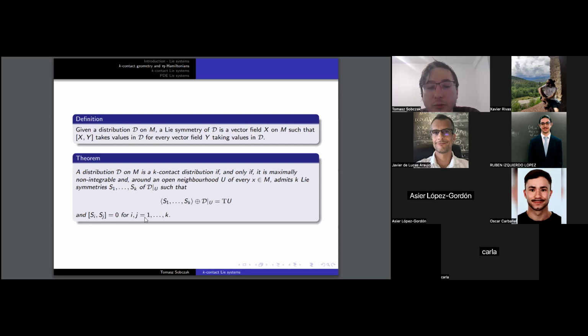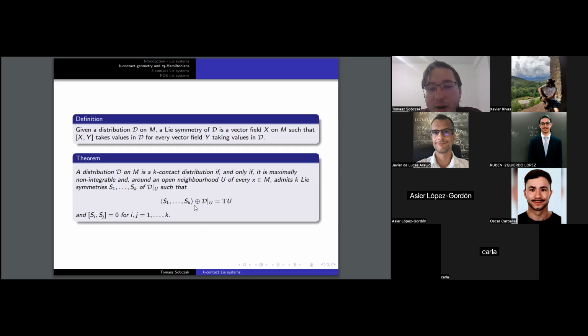I may be repeating myself, but I just want to underline that some technicalities or details were covered before. It is important to note that the maximal non-integrability of the distribution D is not enough to ensure that we are dealing with a k-contact distribution. This additional decomposition and those additional symmetries are crucial to prove that our distribution D is a k-contact distribution.